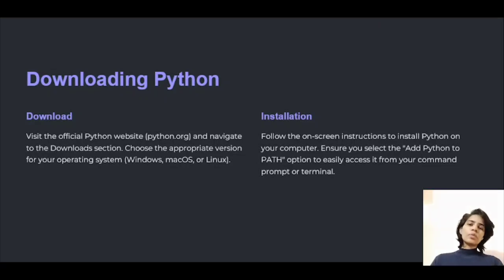Next is how to download Python. For downloading Python, visit the official Python website python.org and navigate to the download section. Choose the appropriate version for your operating system, whether you are having Windows or Mac or Linux. Now about the installation. Follow the on-screen instructions to install Python on your computer. Ensure you select the Add Python to Path option to easily access it from your command prompt or terminal.